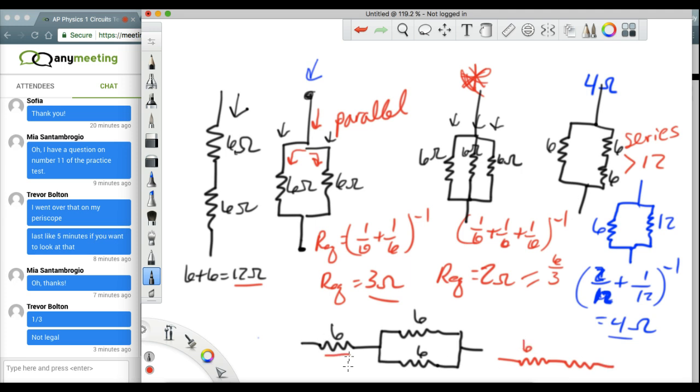The first one would remain 6. Now these two are going to combine into basically what this was right here, and that had an equivalent resistance of 3. So I don't even have to do that math again. Now those are in series, so I just add them together, so that comes out to be 9 ohms. And that's how we find equivalent resistance.